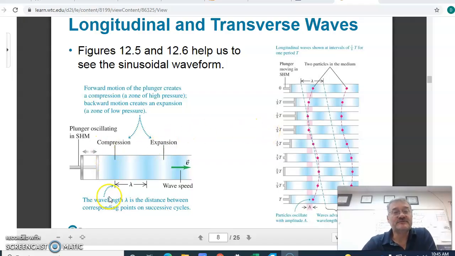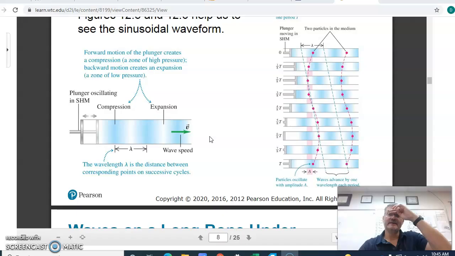Again, the compressional wave or sound wave has an area of compression followed by an area of rarefaction, which is basically a vacuum. The wavelength is measured from the same place on one compression to the next compression, and that's how you determine the wavelength. The speed is going in the direction of the energy as well. That's that longitudinal idea.